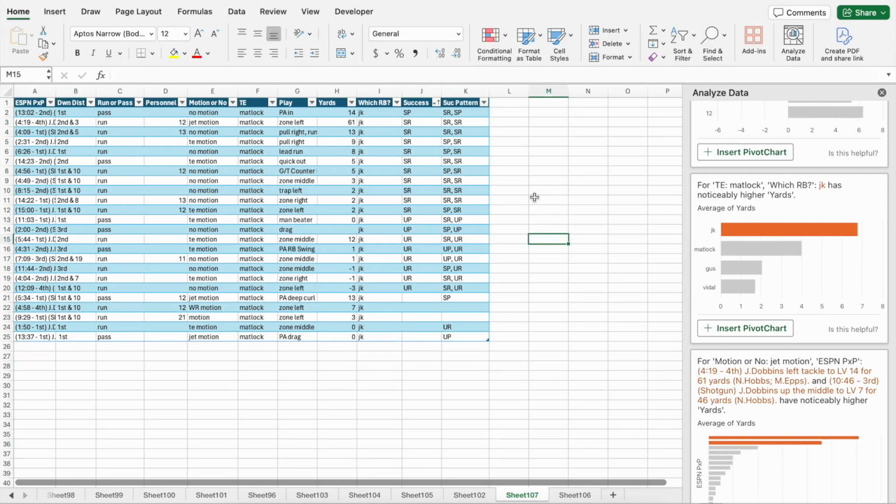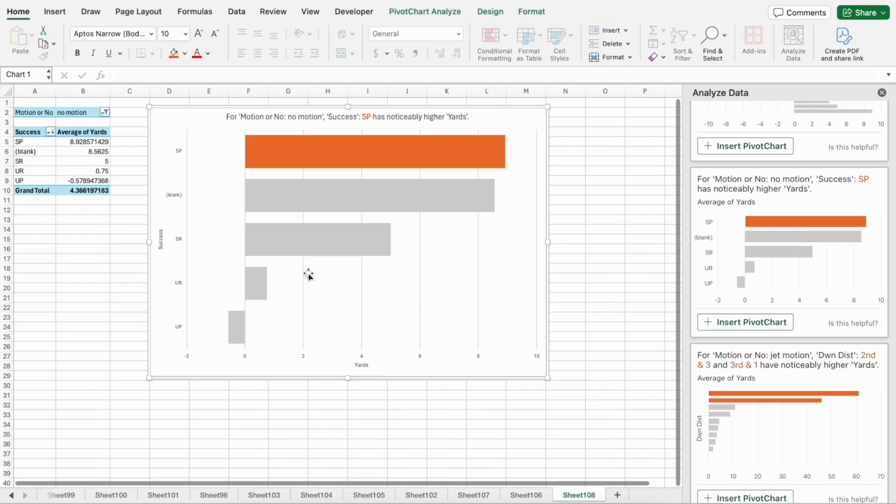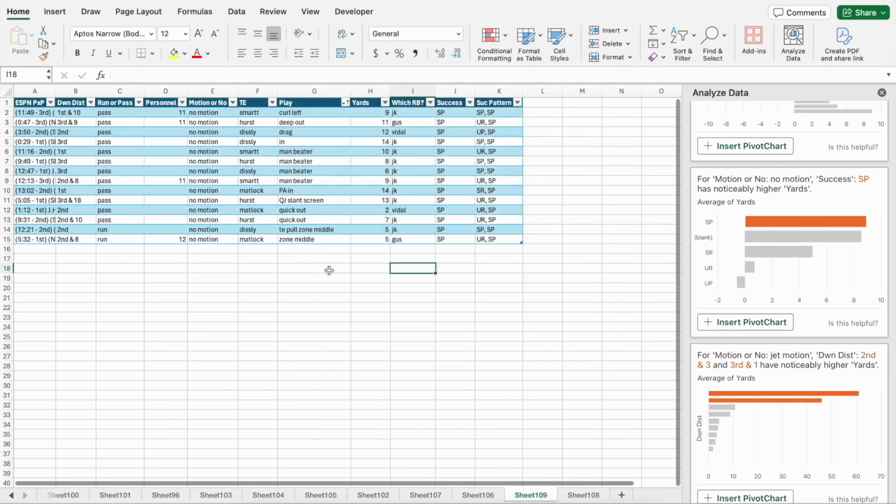So I guess with Matlock and JK, there's a lot of successful runs that way. Successful pass has noticeably higher yards on average. That should be expected. A lot of them seem to have no motion. There seem to be quite a few man beaters: screen, 2 quick outs, a couple of in routes, 1 drag, 1 deep out, and 1 curl left.